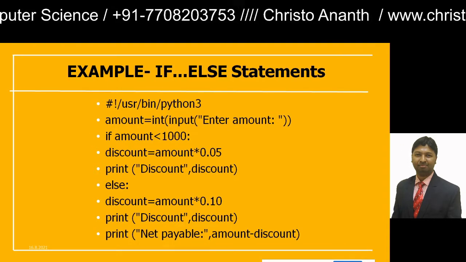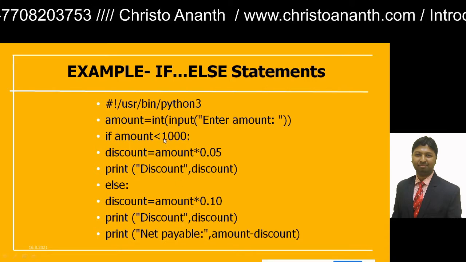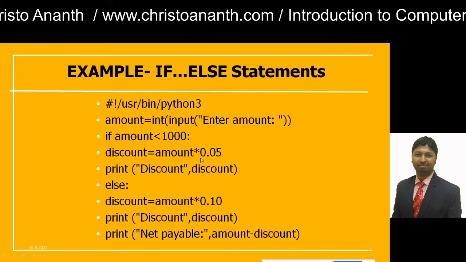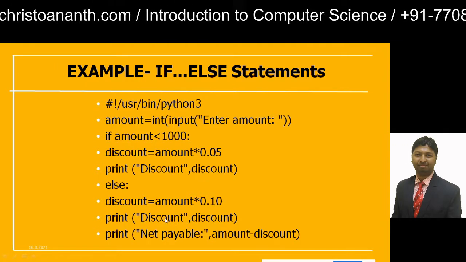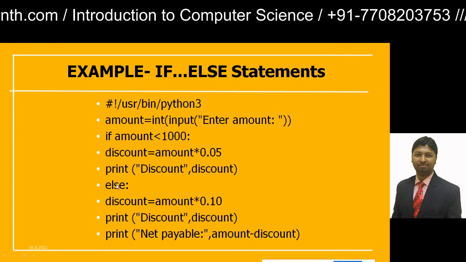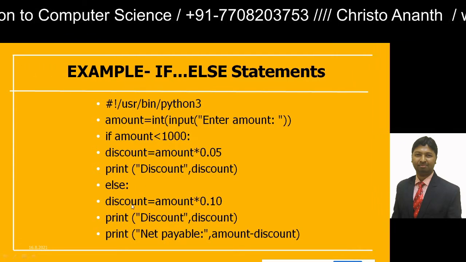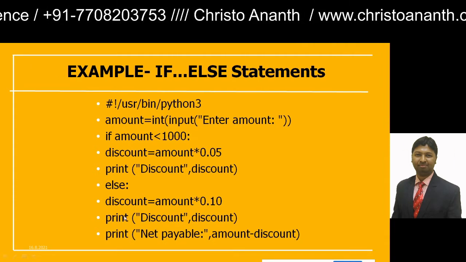Can you understand the logic behind this program? Yes, Peter. If the amount is greater than 1000, you are going to give a 10% discount. If the amount is less than 1000, you are going to give a 5% discount. So in the if-else, if the amount is greater than 1000, the discount is equal to amount into 0.10, and you are going to print the discount.